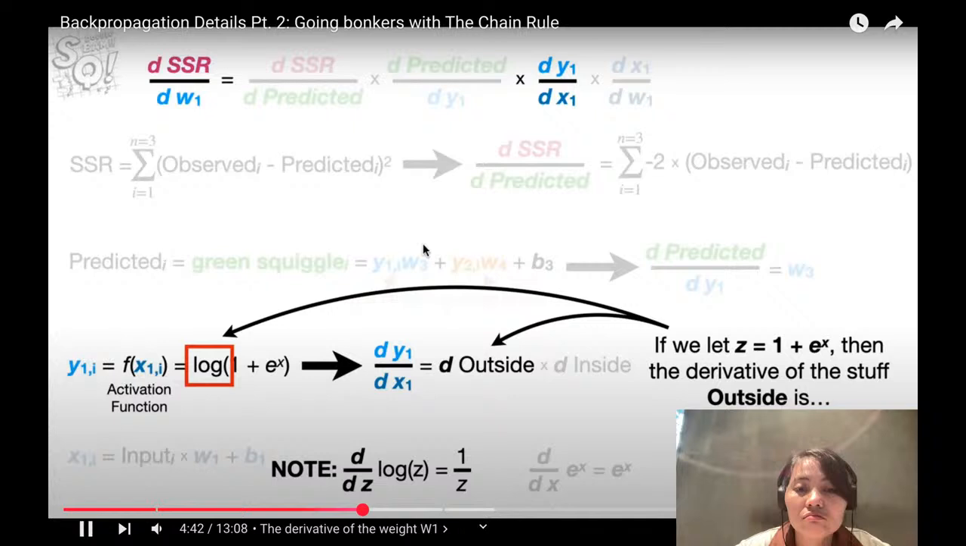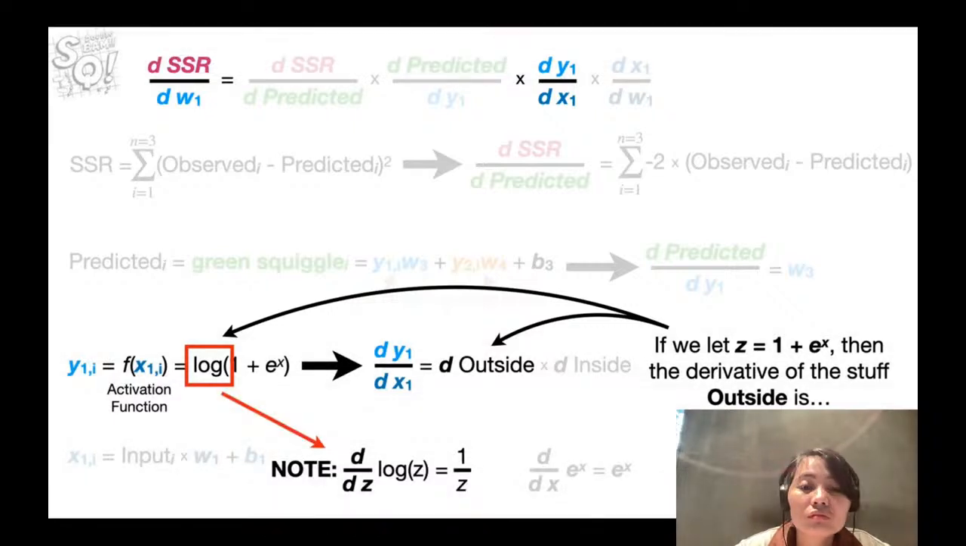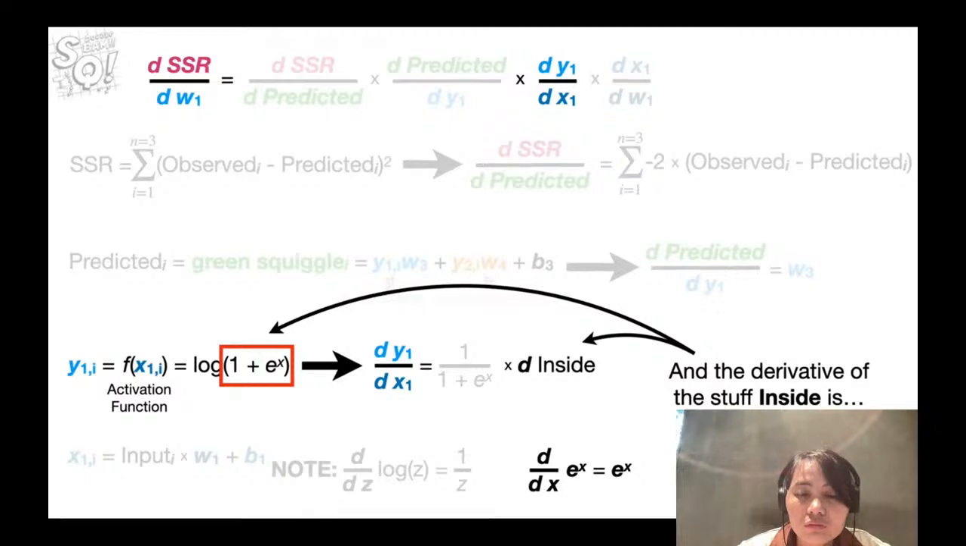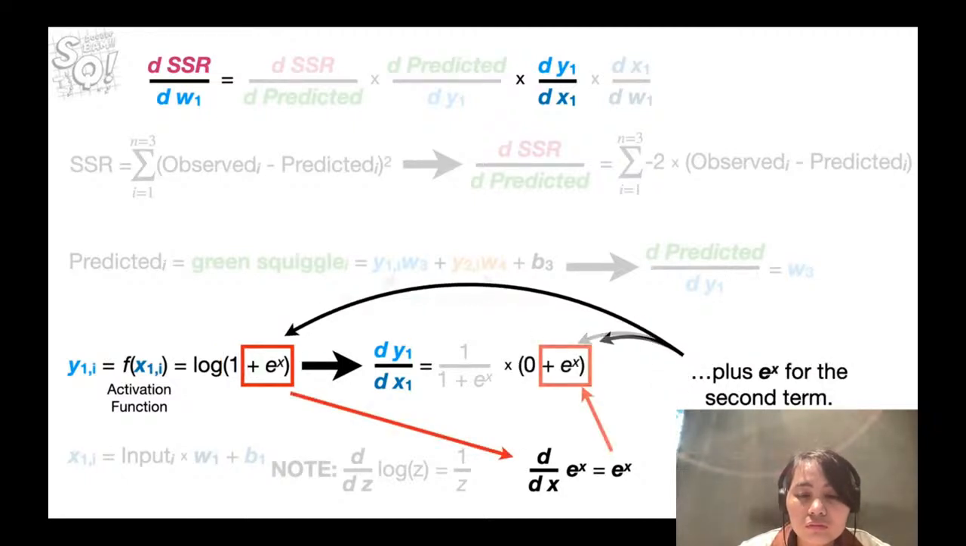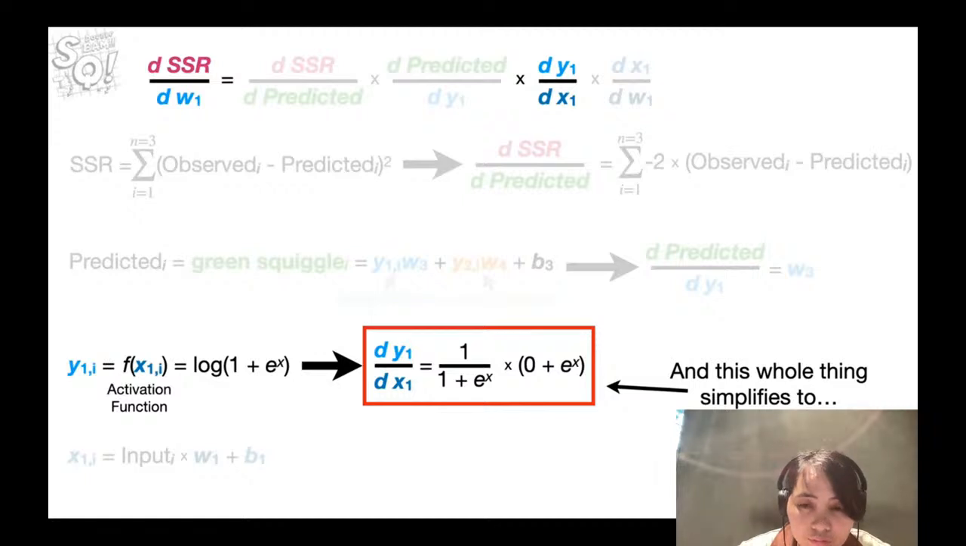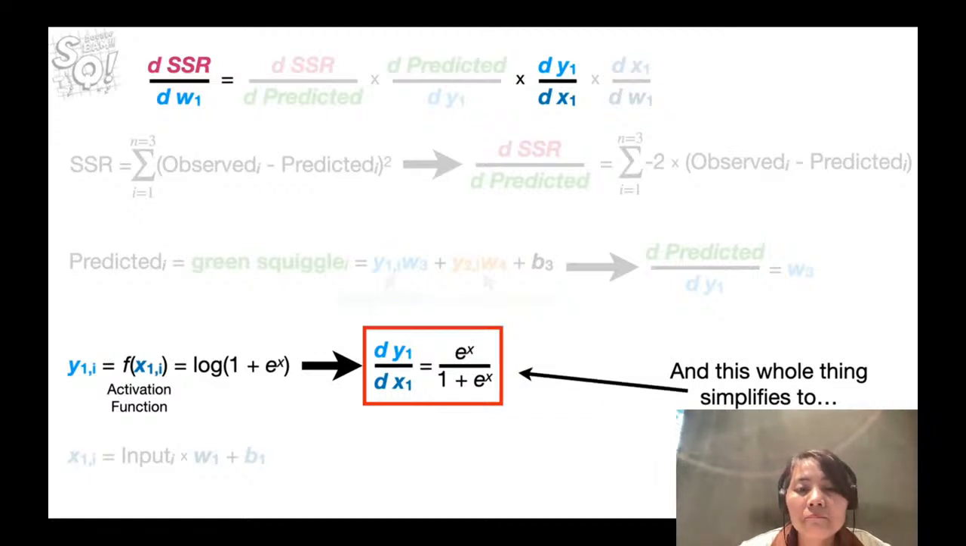If we let z equal 1 plus e to the x, then the derivative of the stuff outside is 1 divided by 1 plus e to the x. And the derivative of the stuff inside is 0 for the first term, since it does not include x, plus e to the x for the second term. And this whole thing simplifies to e to the x divided by 1 plus e to the x.